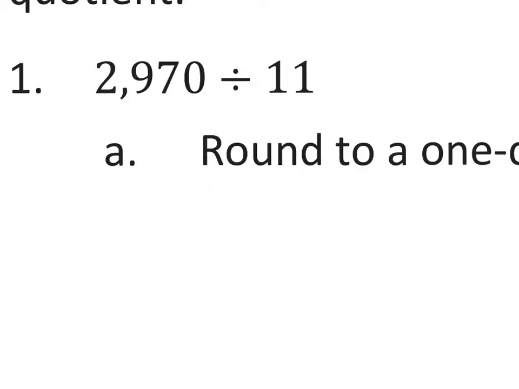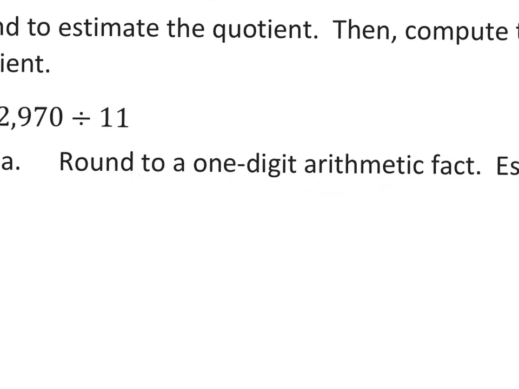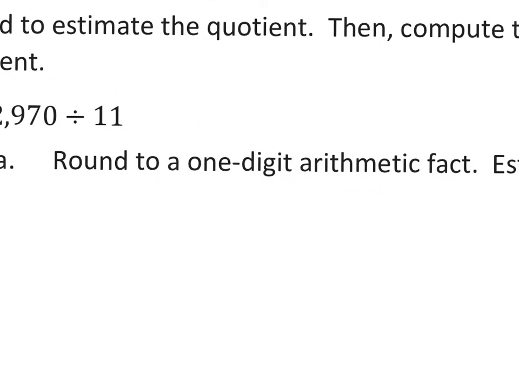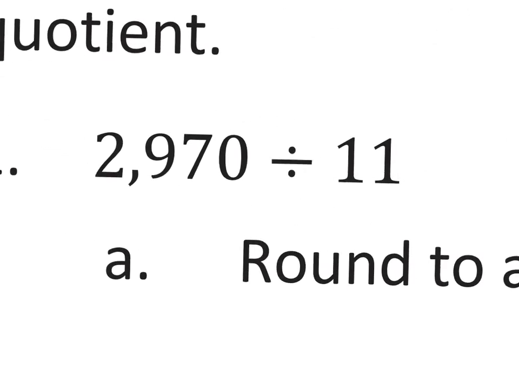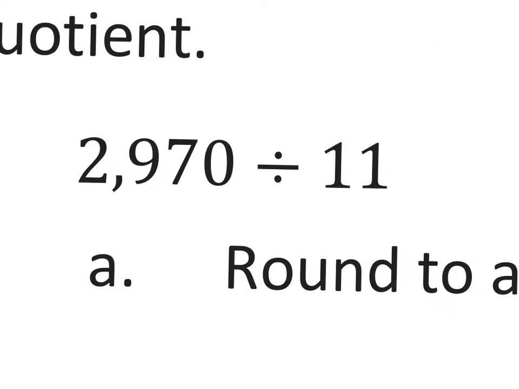So let's look at number 1 real quick. We've got 2,970 divided by 11. And you're going to see this a lot. It says round to a one-digit arithmetic fact. And I'll explain that here in just a second. But let's start by doing what we would expect to do here. The first thing you'd want to do is, as most of you know, round the 11 to a 10.